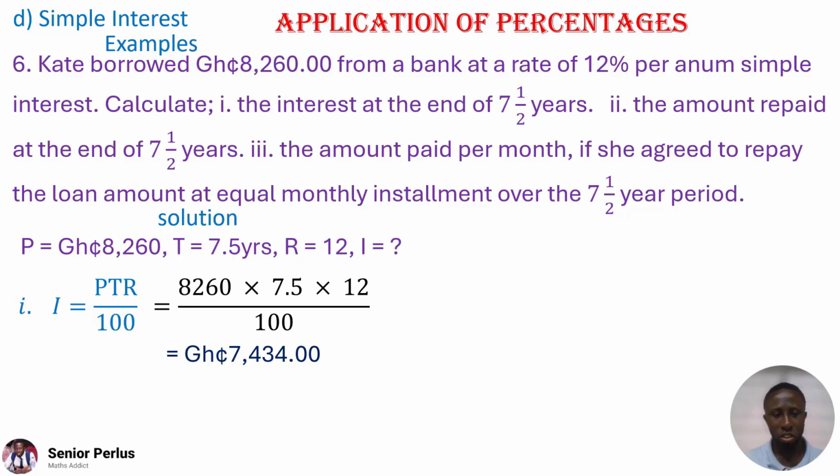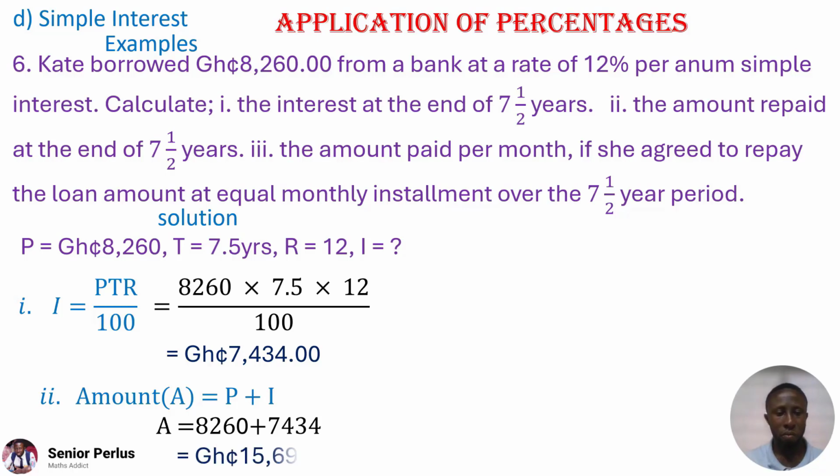That's very good. Then the amount that's paid at the end of what? The 7.5 years. Okay, that's the time. So amount is principal plus interest. Since we know the principal and we know the interest, we can find the amount. Good. So therefore, our amount is this.